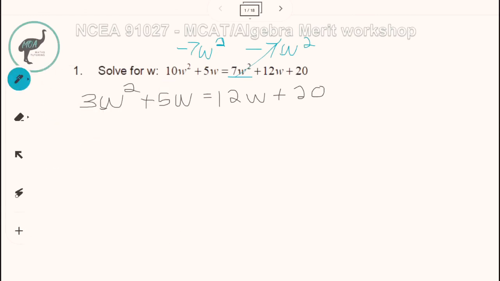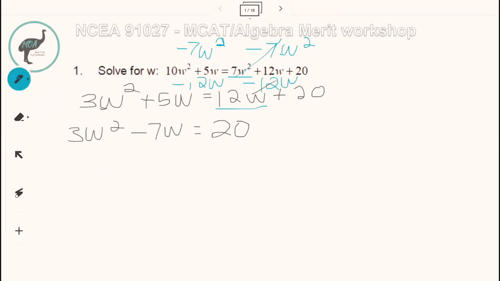So now let's eliminate the 12w next. If I subtract 12w from the 12w, that would make 0. So again, we would get rid of it from the right-hand side, and it'll be going now to the left-hand side as a subtract. So we've got 3w squared, and plus 5w minus 12w would make minus 7w. And then from this side, we've eliminated it, so we've just got positive 20 left. So the plus 20 just becomes a positive 20.